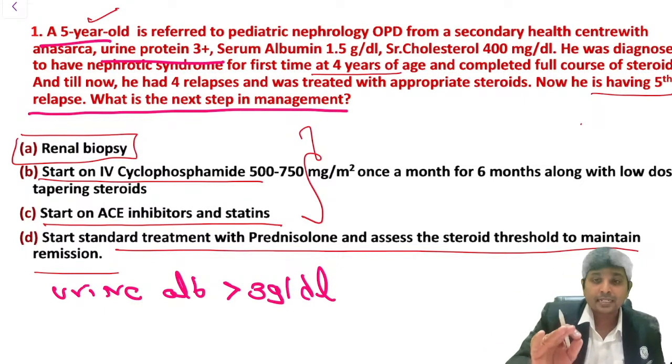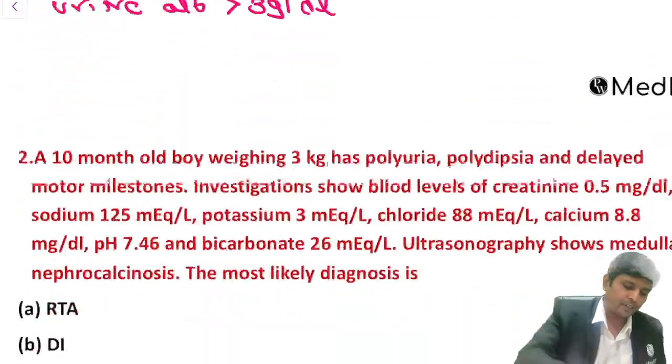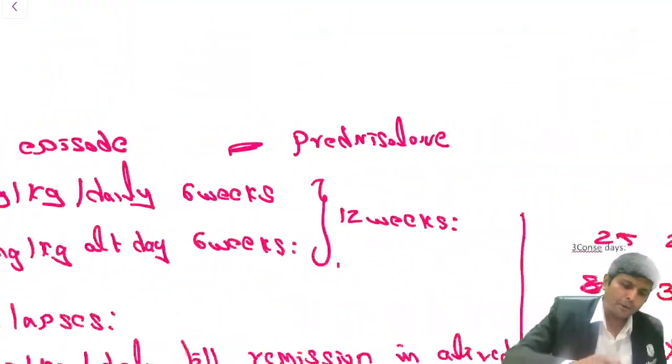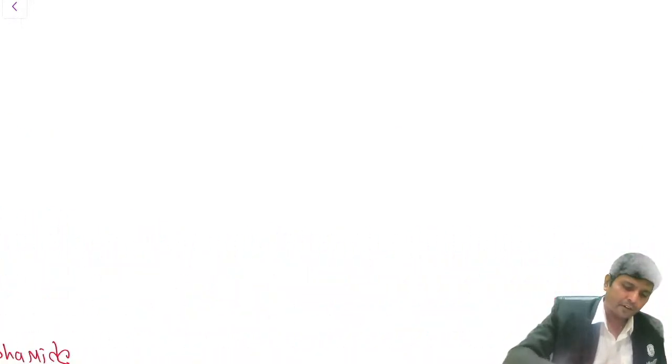So we have discussed in detail about nephrotic syndrome. Then let me finish about steroid resistant nephrotic syndrome also. Let me finish so that it will be useful for you. Definitely you will be getting one case from nephrotic syndrome. So what is called steroid resistant nephrotic syndrome?